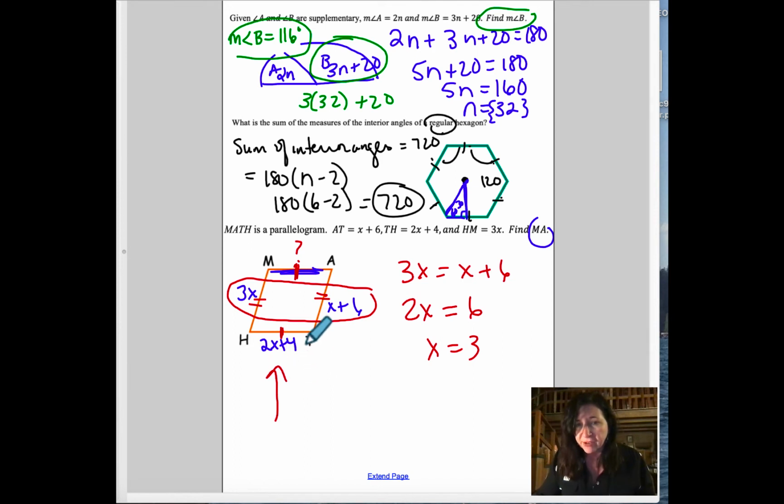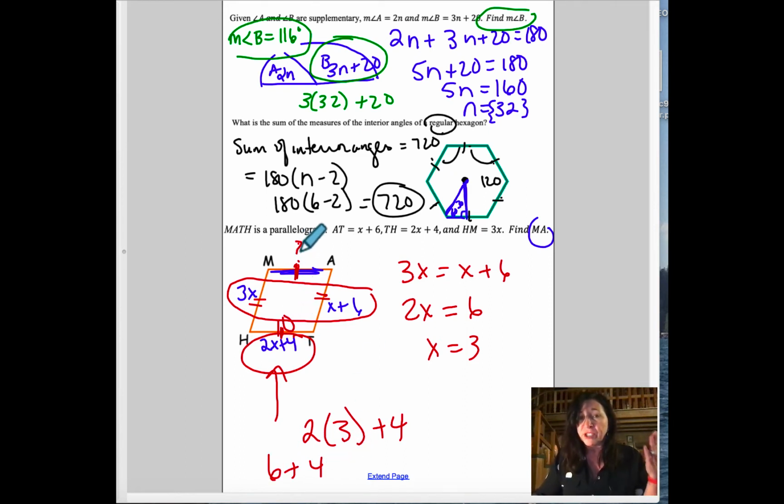So I can plug that into this equation here. So 2 times 3, add 4. So 2 times 3 is 6. 6 plus 4 is 10. And so I know that this length is 10, which means the question mark is also 10. So you would say MA is equal to 10.